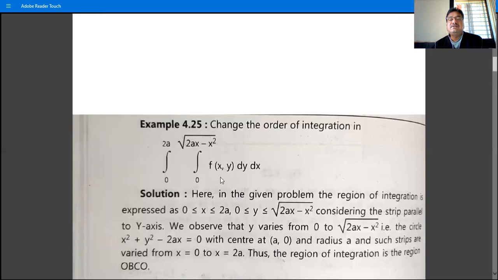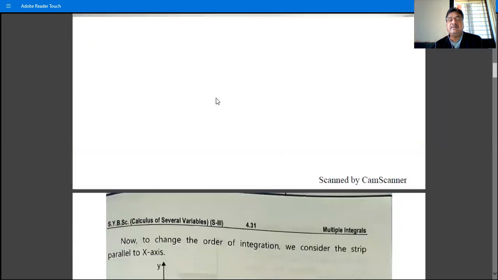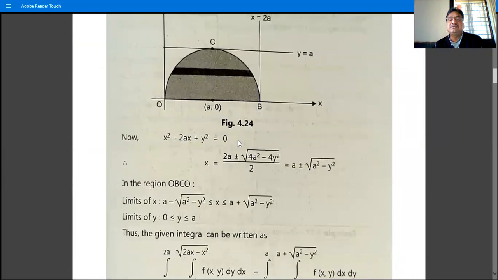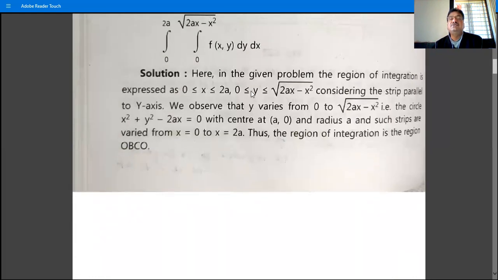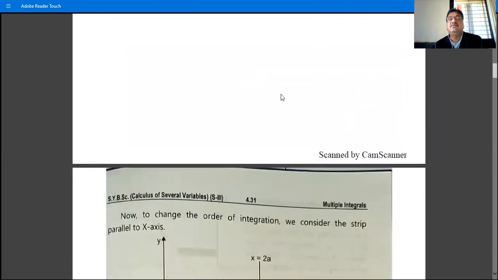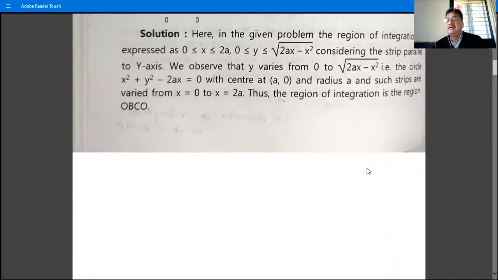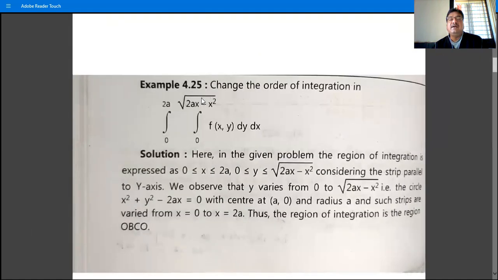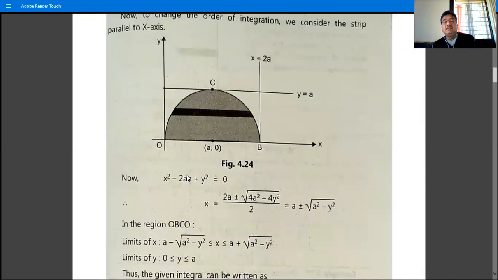Therefore y square is equal to 2ax minus x square, and therefore x square minus 2ax plus y square is equal to 0. So no need to write this description. Directly write y is equal to root 2ax minus x square. Therefore, taking square of both sides, we have y square is equal to 2ax minus x square, and therefore x square minus 2ax plus y square is equal to 0.